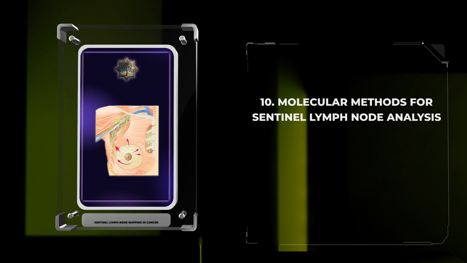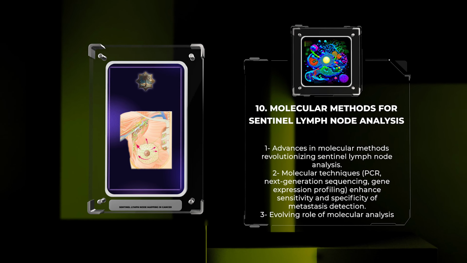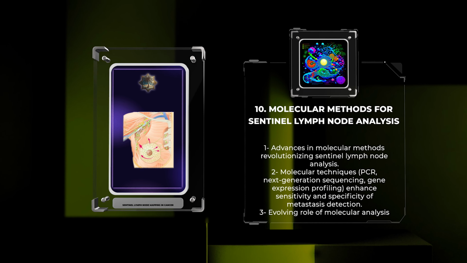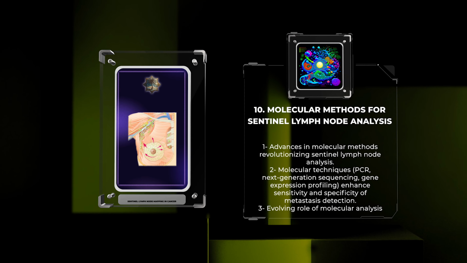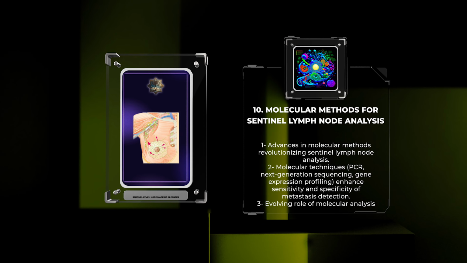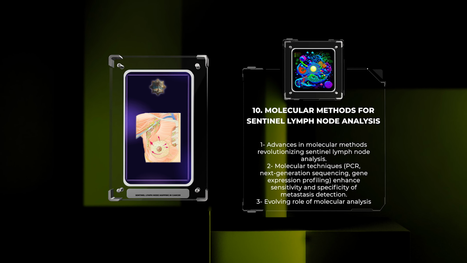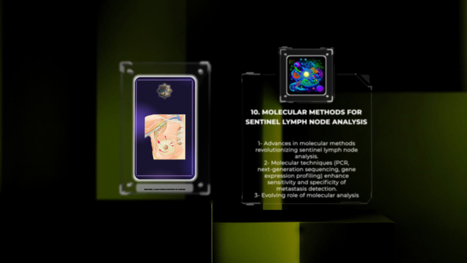Advances in molecular methods have revolutionized the field of sentinel lymph node analysis. This topic explores molecular techniques, including polymerase chain reaction, PCR, next-generation sequencing, and gene expression profiling, which can enhance the sensitivity and specificity of metastasis detection within sentinel lymph nodes. We explore the evolving role of molecular analysis and its integration into routine clinical practice.